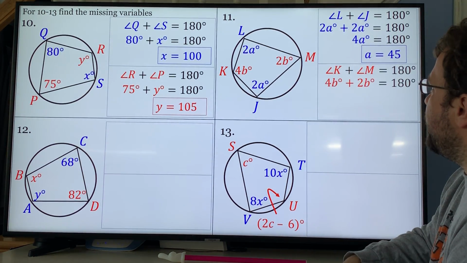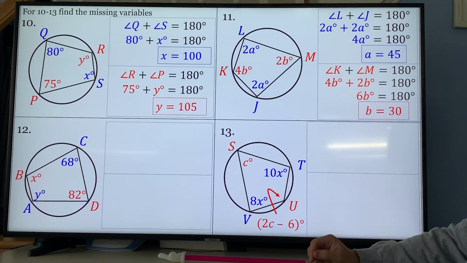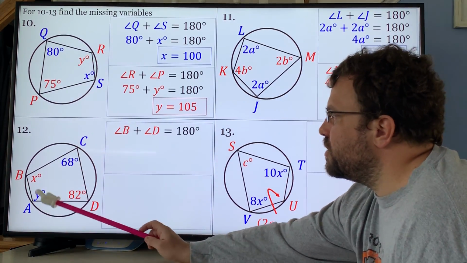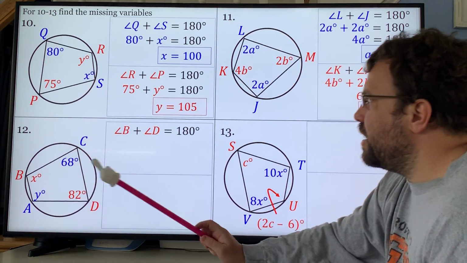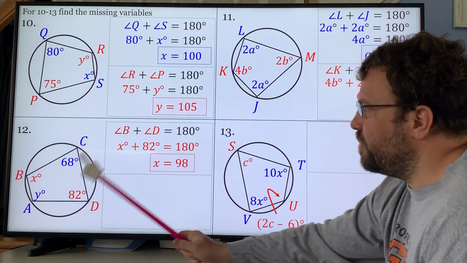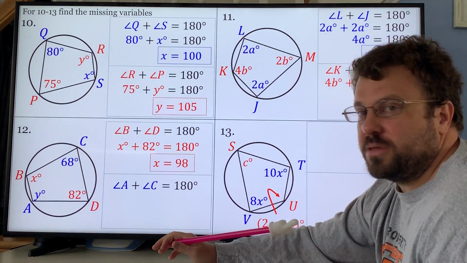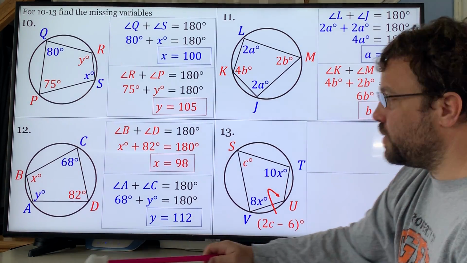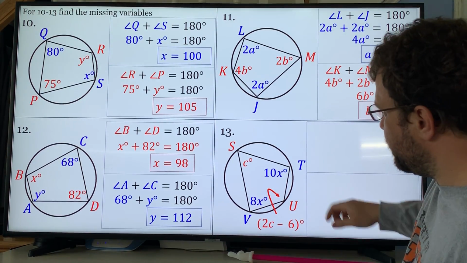2b and 4b, K and M. 6b equals 180, b equals 30. All right? Opposite. A and C, or B and D. So B and D are x plus 82 is 180. X equals 98. A and C are also supplementary. Y plus 68 equals 180. Y equals 112.